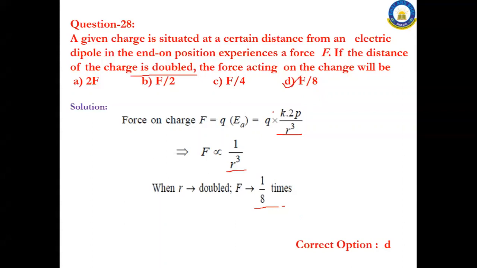If you want me to explain once again: force on the charge Q, situated at a distance r on the axis of a dipole. So the field on the axis of a dipole, that formula you have to consider. So how do we get r cube here? Using this formula, the electric field on the axis of a dipole. So by that you get F proportional to 1 by r cube. Therefore the new F is equal to 1 by 8 times F. So that is the correct option.